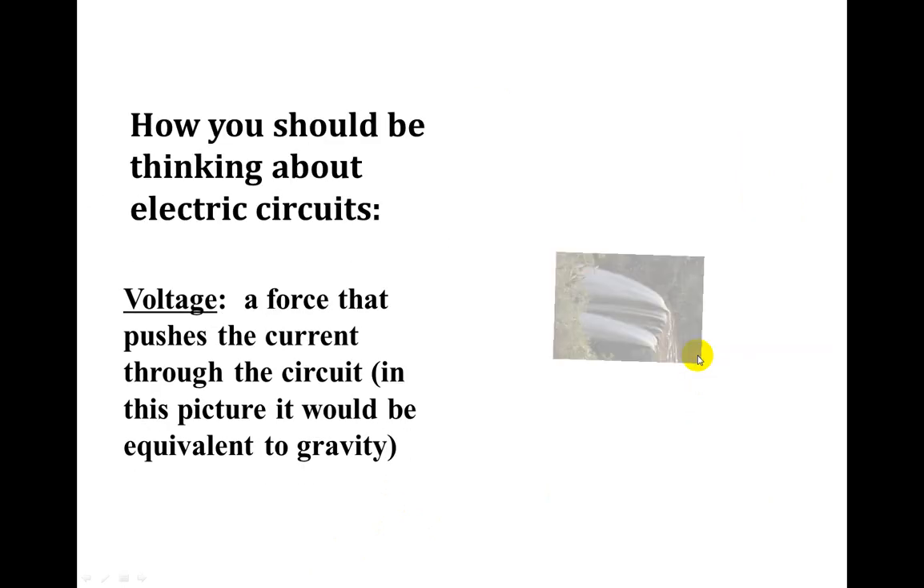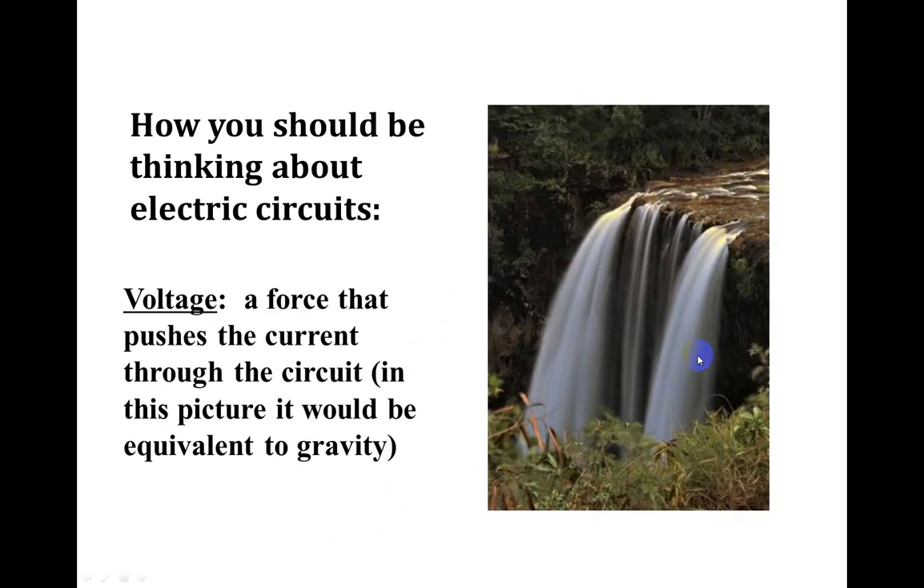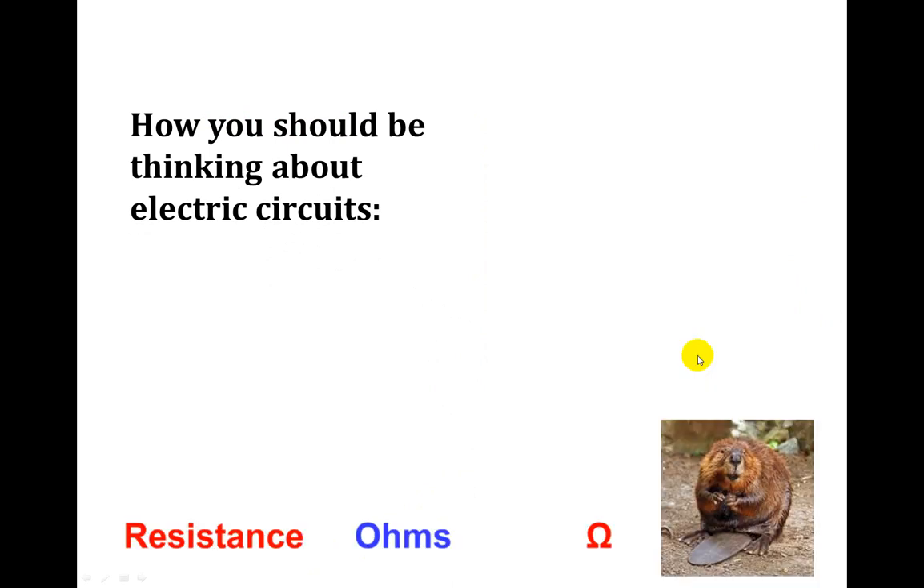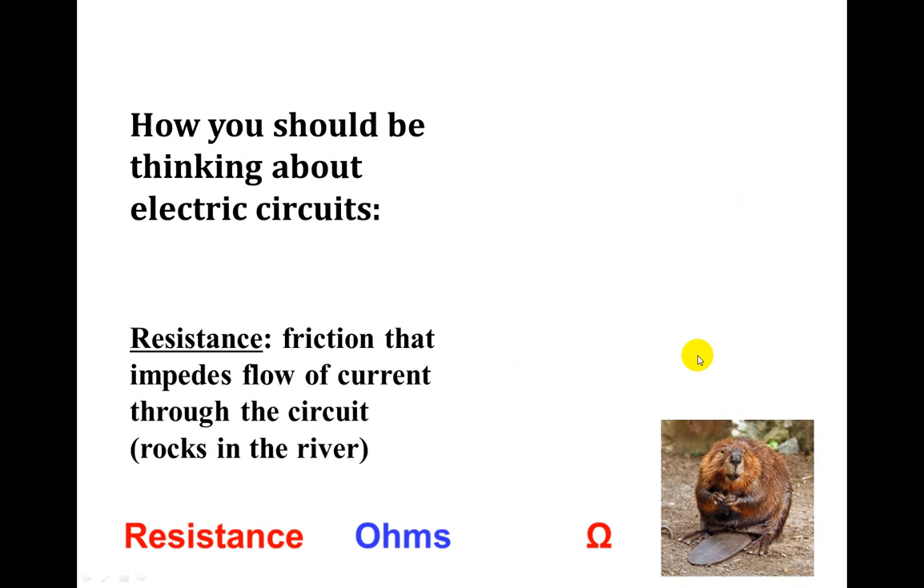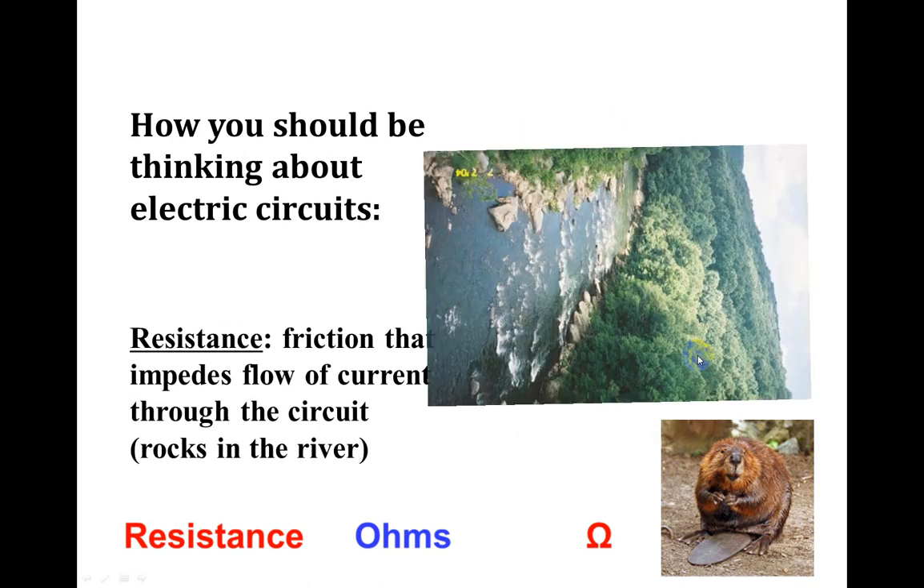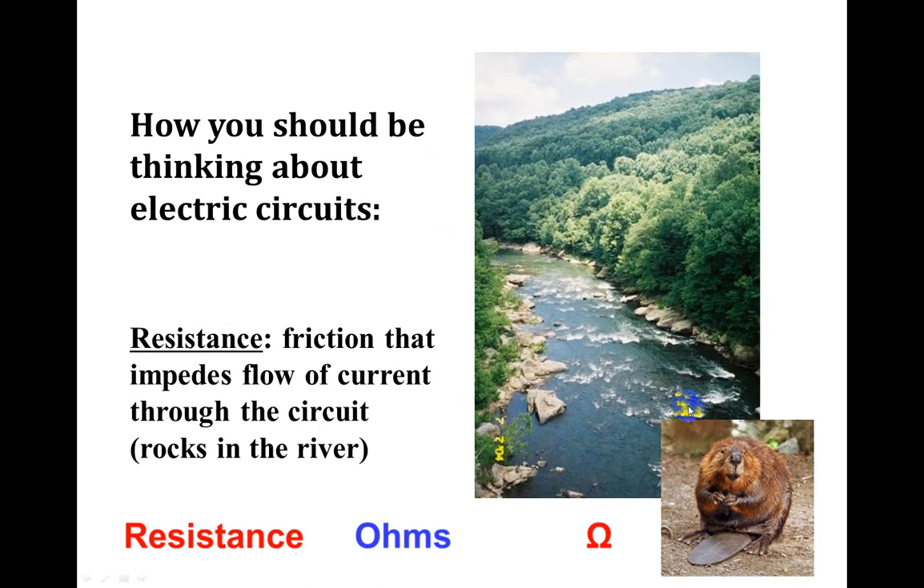Okay, so that is voltage. It's that push or that attraction. All right. Also, let's talk about resistance. Resistance is a friction that impedes the flow of current through the circuit.